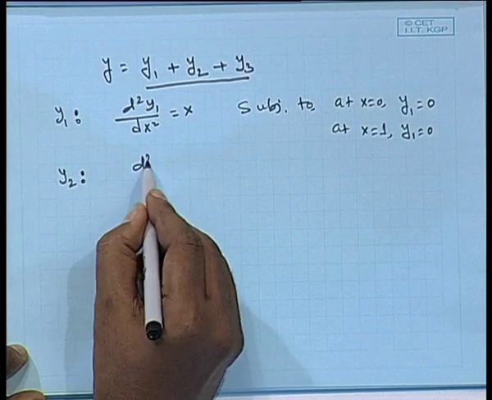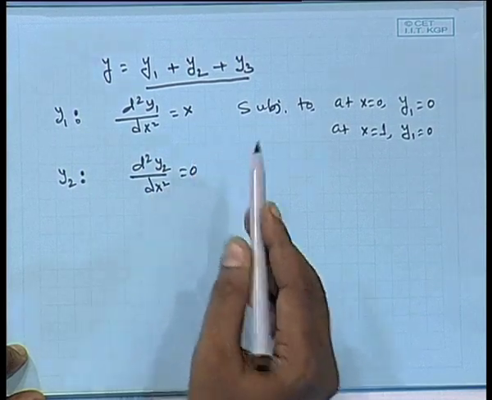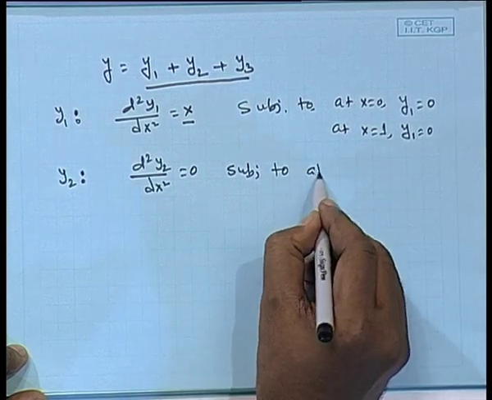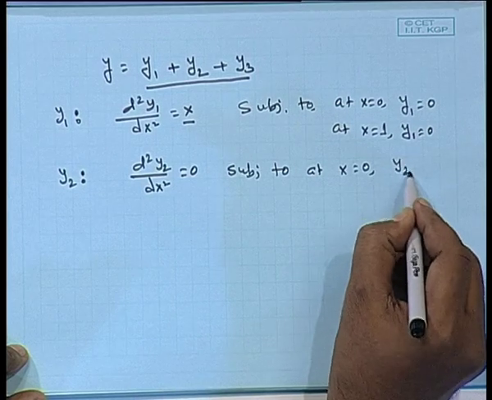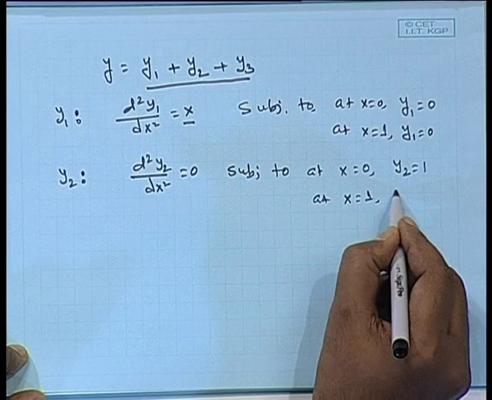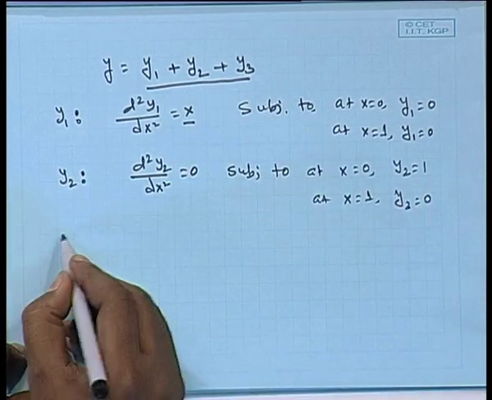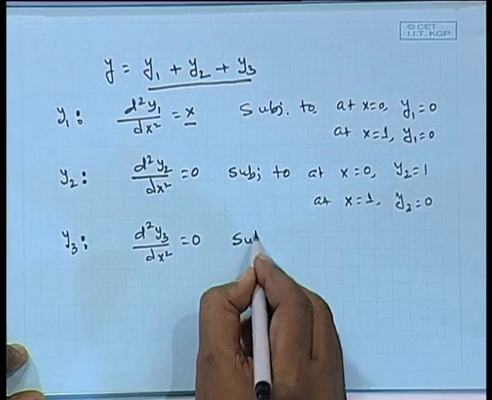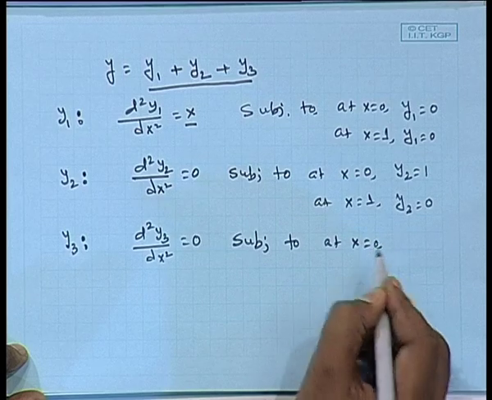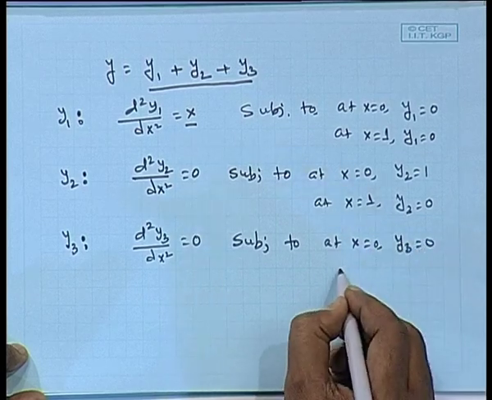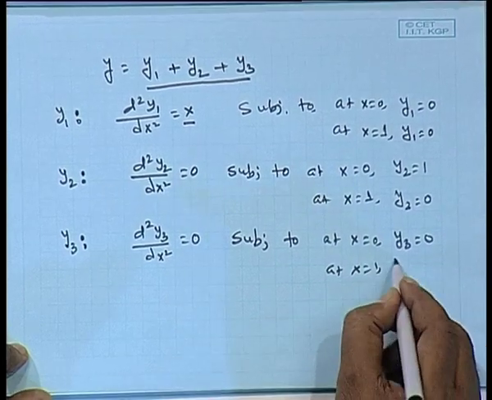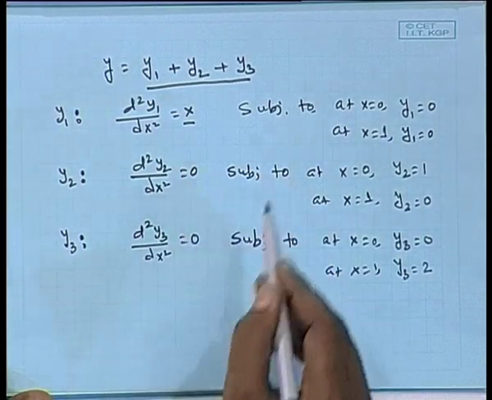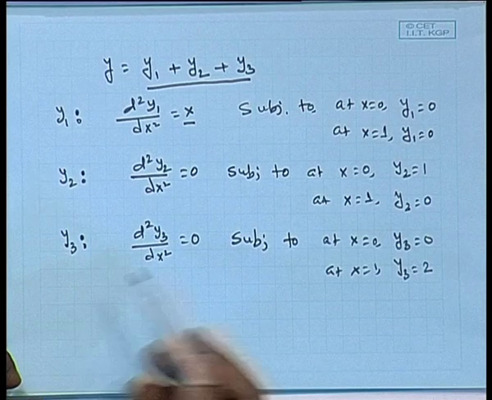y2 will be d square y2 dx square is equal to 0. We will be forcing this non-homogeneity to go off, keeping one non-homogeneous boundary condition intact. Like let us say x equal to 0, y2 is equal to 1, and at x equal to 1, y2 equal to 0. Okay. You can construct y3 as d square y3 dx square is equal to 0, subject to at x equal to 0, you force this boundary condition to go off, and then at x equal to 1, you keep the non-homogeneous boundary condition y3 equal to 2. Okay. Then individually you can solve the problems and can check that the solution will be the same as the previous solution.